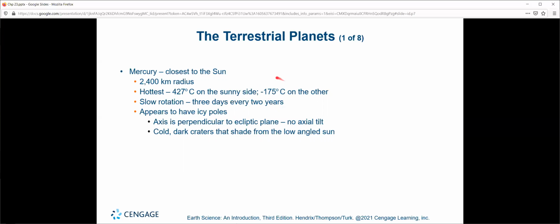On the non-sunny side, the shaded side of Mercury, you can get as low as negative 175 degrees Celsius. Water freezes at 0. So it is an incredible heat difference between the two. And it's also got a very slow rotation, thought to be about 3 days of rotation every 2 years. Over the course of 2 rotations of Mercury around the sun, 3 days lapse.